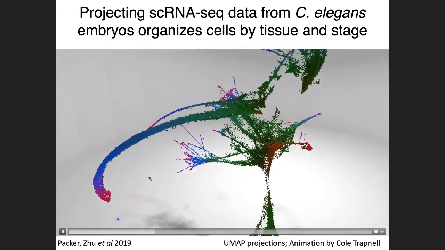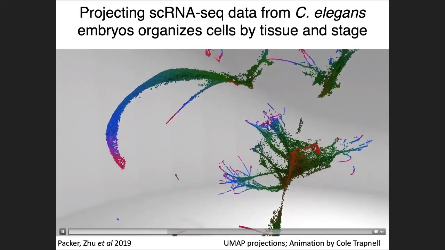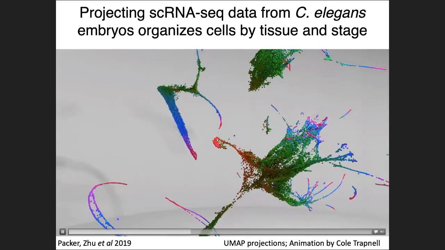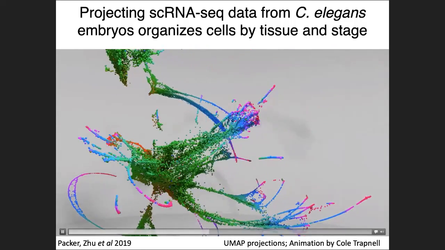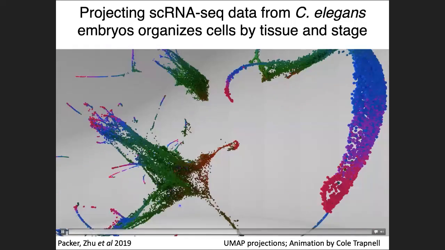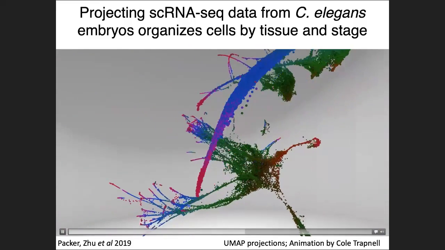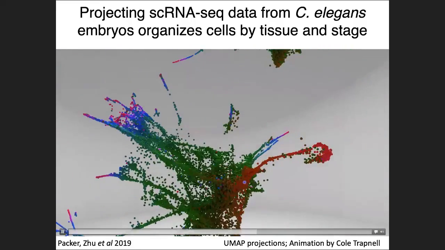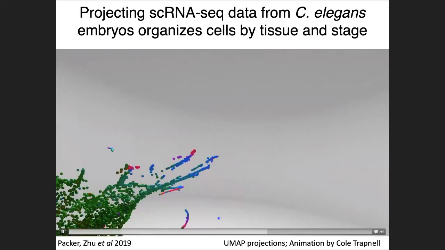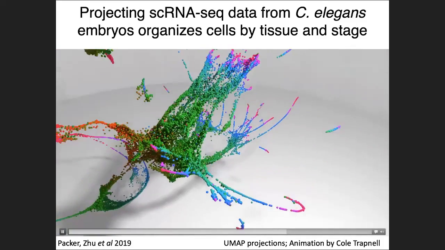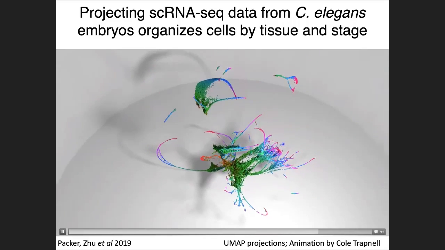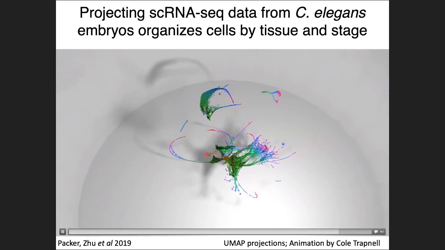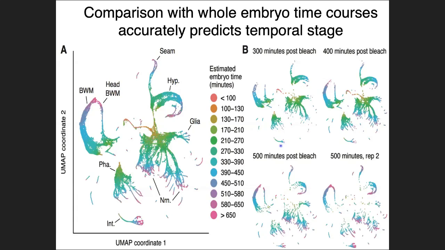This is an atlas of the C. elegans embryo based on about 100,000 cells from all different stages. And this is a 3D UMAP projection of those cells. They're color-coded by, you can think of that as basically developmental stage. So the green cells are early progenitor cells, and as they go up to the blue and then red different tips of these different branches, that's the different cell fates radiating out as the cells develop.